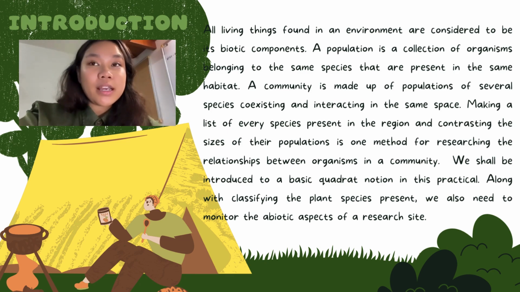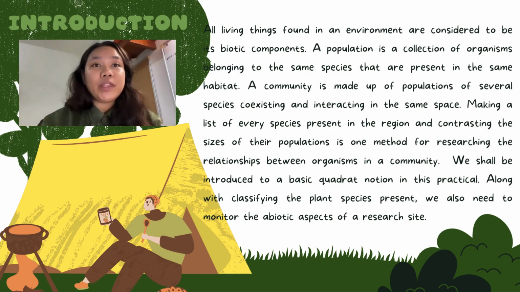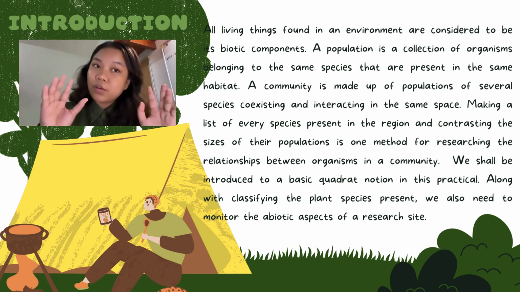For the introduction, all living things found in environments are considered to be biotic components. A population is a collection of organisms that belong to the same species that are present in the same habitat. A community is made up of populations of several species coexisting and interacting in the same space. Making a list of every species present in the region and contrasting the size of populations is one method for researching the relationships between organisms in a community.